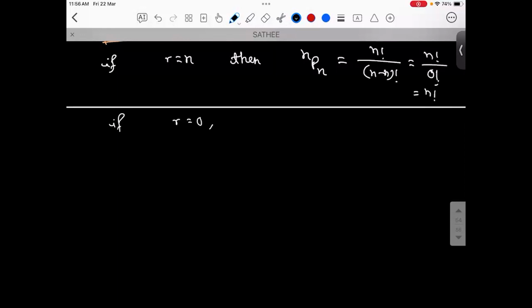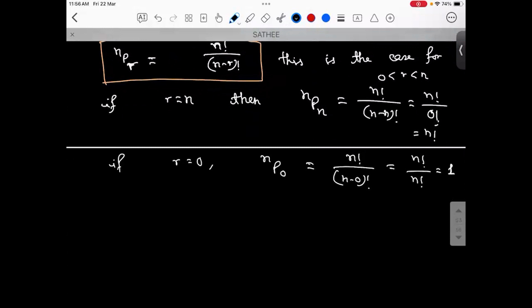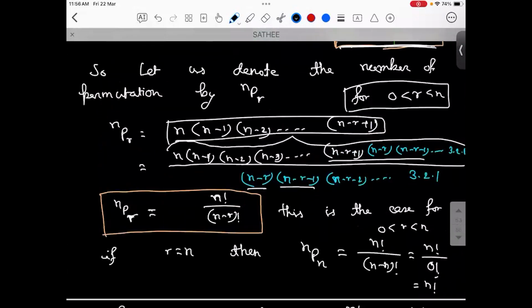Let us check whether this formula gives us 1 or not. The formula will give us nP0, which is n factorial divided by (n minus 0) factorial, which is n factorial divided by n factorial, which equals 1. Thus if I choose 0 elements at a time and find all possible permutations from n elements, we get only one possible choice. All these things we have done are permutations in which repetition is not allowed.